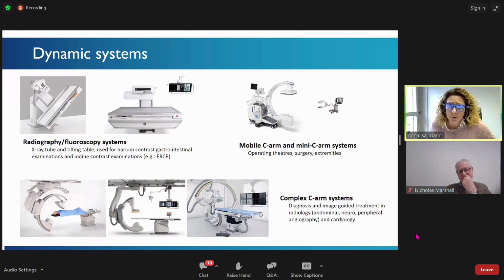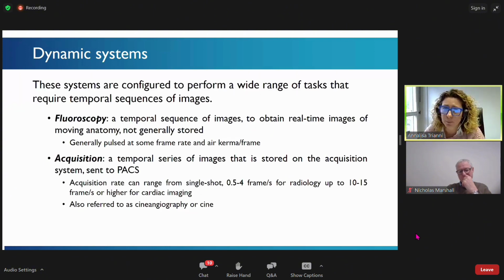The systems are configured in different ways because they have to perform a wide range of tasks that require temporal sequences of images. So we mainly have two types of acquisition. One is called fluoroscopy, which refers to a temporal sequence of images to obtain real-time images of moving anatomy. Normally, fluoroscopy is not stored. Fluoroscopy is nowadays pulsed on most of these systems. The pulse rate and the frame rate vary with the scope of the investigation. It is low normally in peripheral imaging and is higher for cardiac imaging.